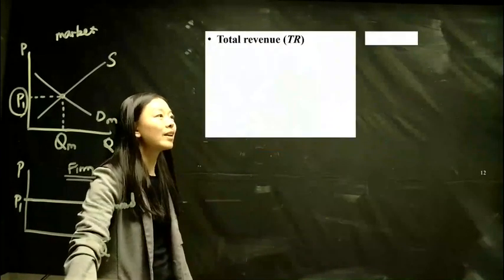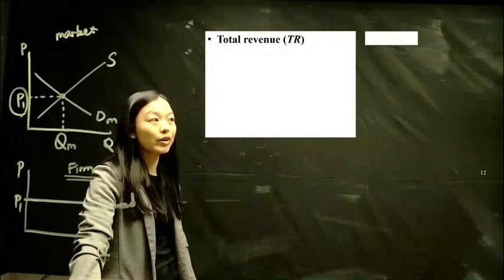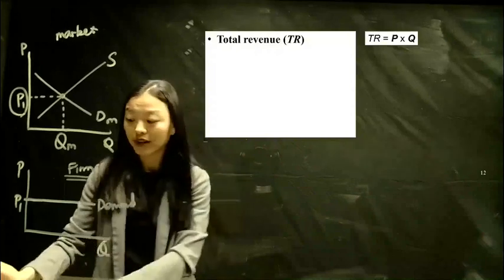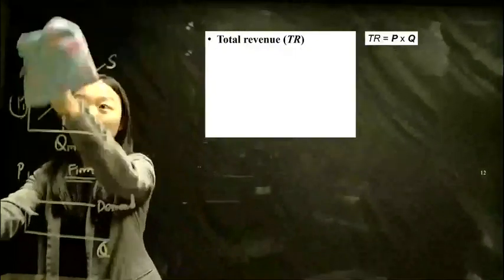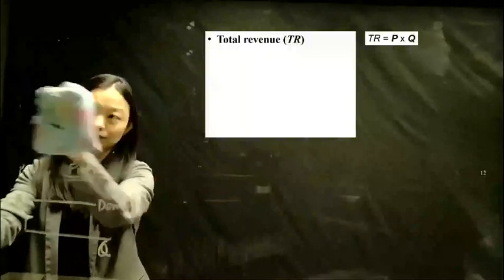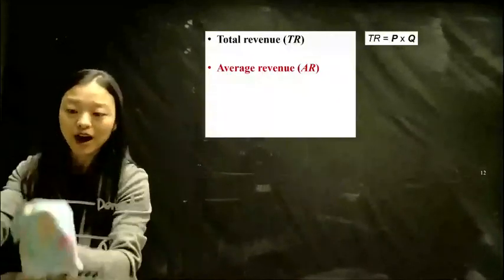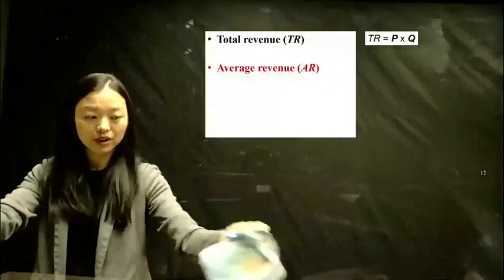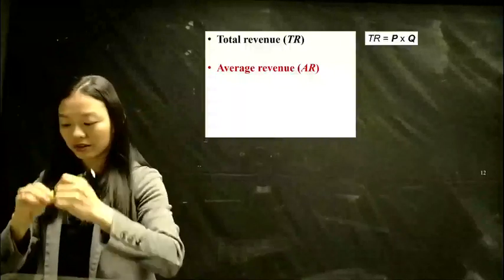Now let's see. We know that total revenue, TR, equals price times quantity, right? Price times quantity, then we can get the total revenue of the firm. And then for the average revenue, how can we get the average revenue? The average revenue will equal the total revenue. So we have the total revenue, I write down here.